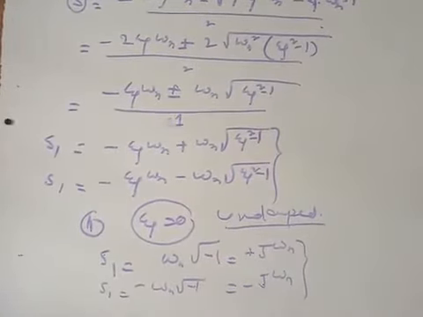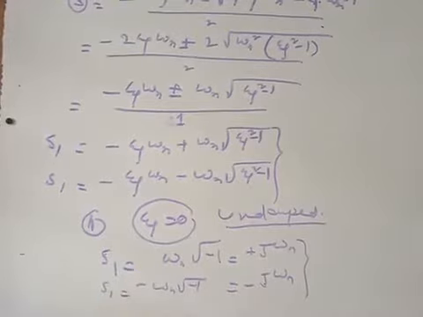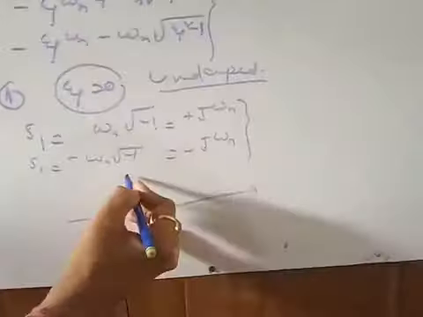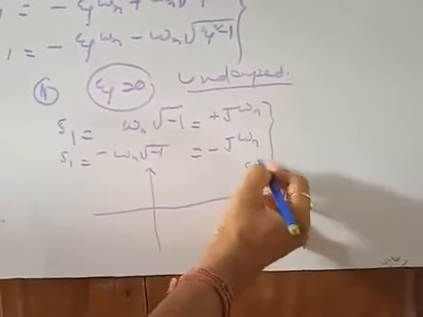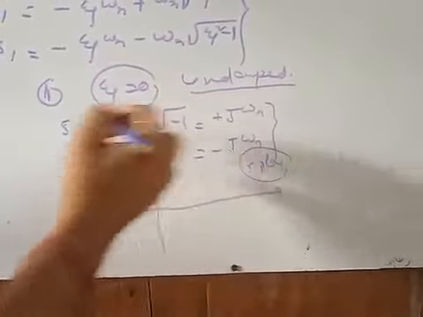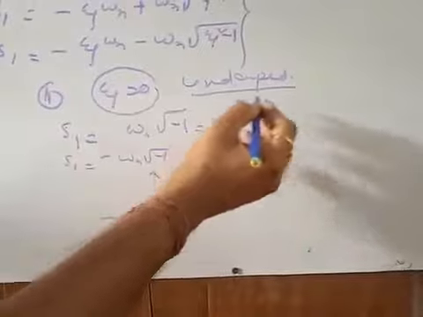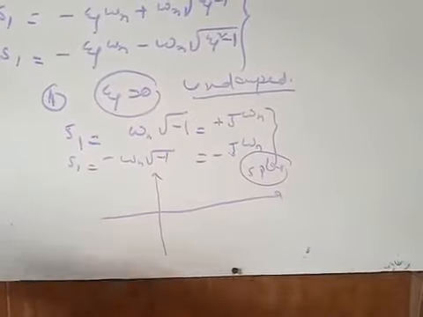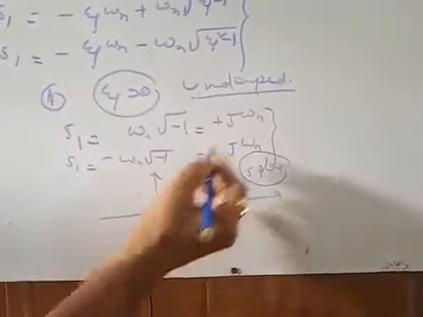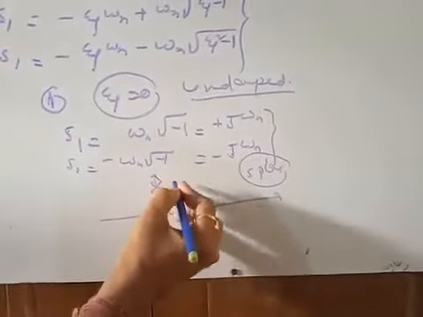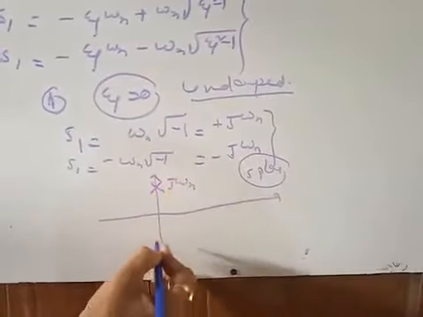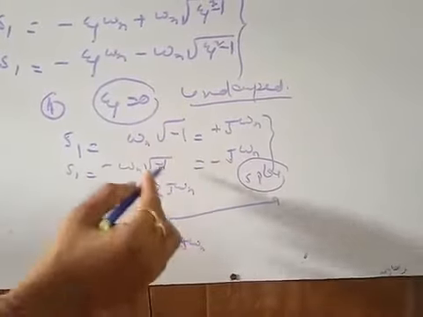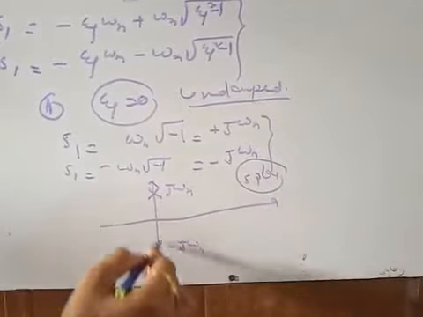So if you want to get these locations in the S plane, just draw the S plane. Put these values there. This is plus j omega n. Omega n is the natural frequency of oscillation. That means when there is no damping, the poles are located here, plus j omega n and minus j omega n. That means the poles are located on the imaginary axis.